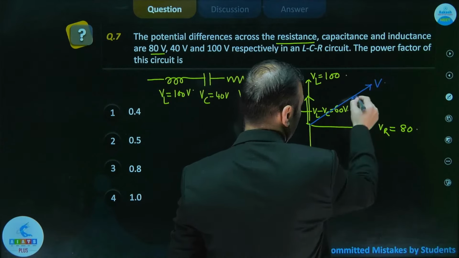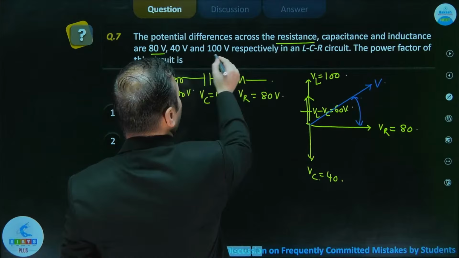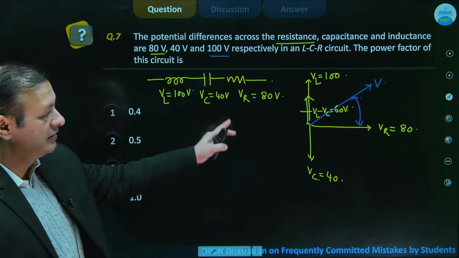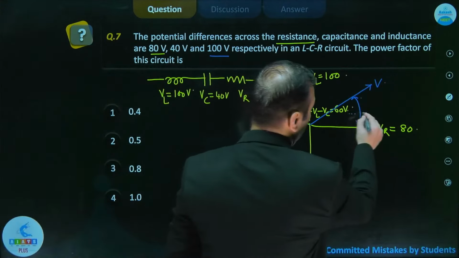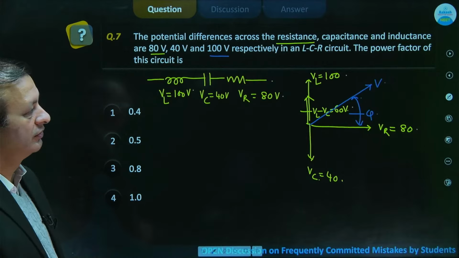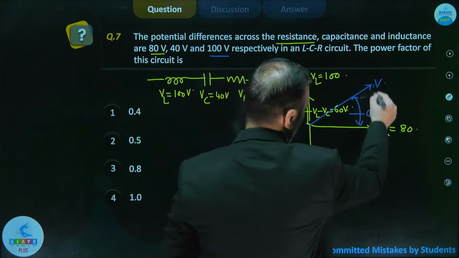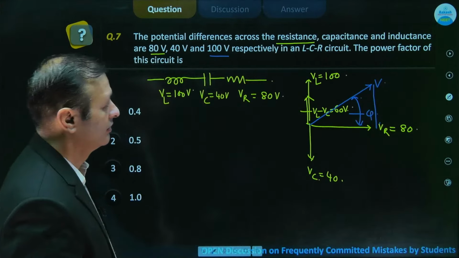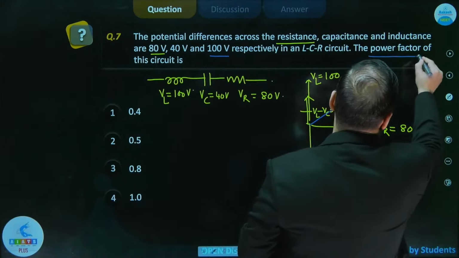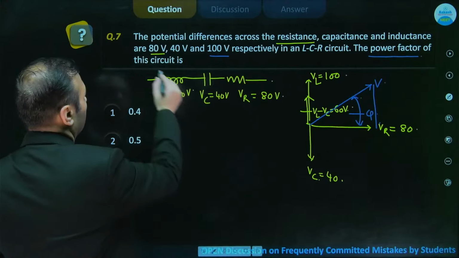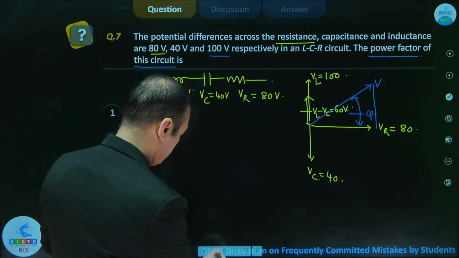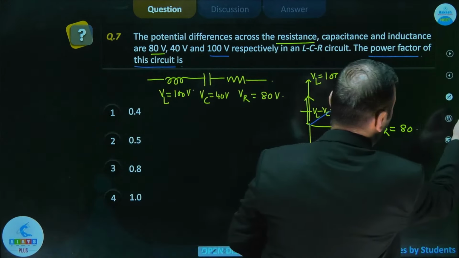And clearly, because VL exceeds VC, this would be a net inductive circuit and EMF leads current by some angle phi. Got it or not? Complete this. This is the impedance triangle. Now, we have understood this much. The power factor of this circuit is... So we have to find out the power factor for this. So what is this power factor?